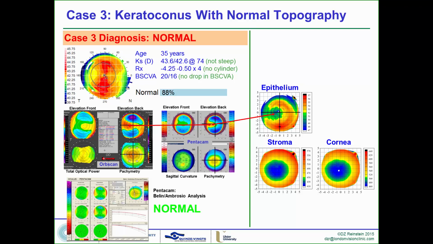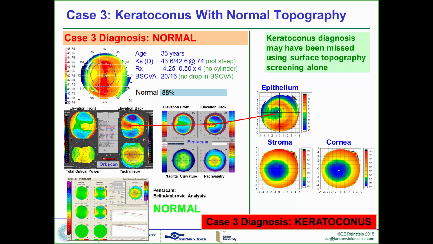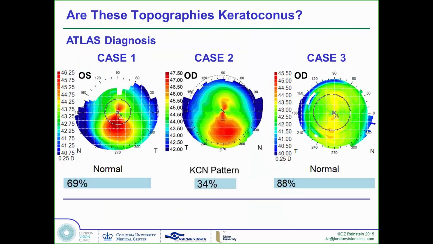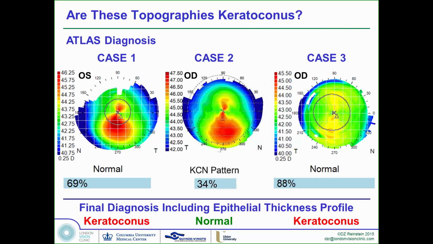We have thinning over the back surface elevation, which is eccentric, and we have a thickening in a ring pattern around the steeper posterior apex. So in this case, we had to determine that keratoconus was a possible diagnosis, and so this patient was denied surgery based on this fact. So we see that for each of these three cases, the final diagnosis was reversed by using epithelial thickness data.